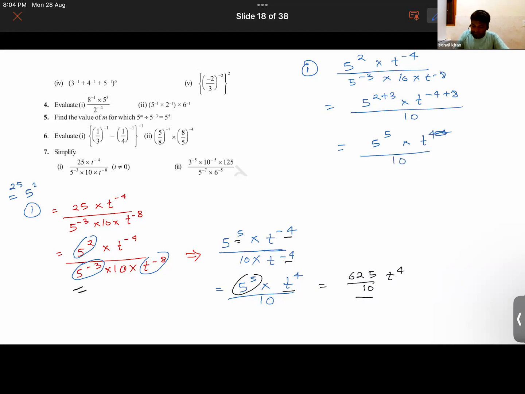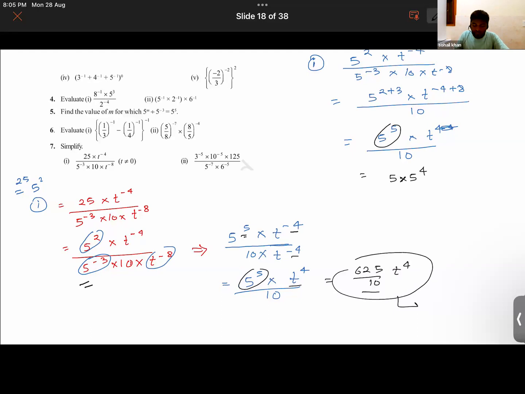Upon 10. Now we could have simplified it further also. Had we written it like this, 5 into 5 raised to the power 4. Can we not write it like this? 5 raised to the power 5 can be written as 5 into 5 raised to the power 4. Because any number like 5 naturally has exponent 1 above its head. And we know the powers get added here, so it becomes 1 plus 4, that is 5, into t raised to the power 4.